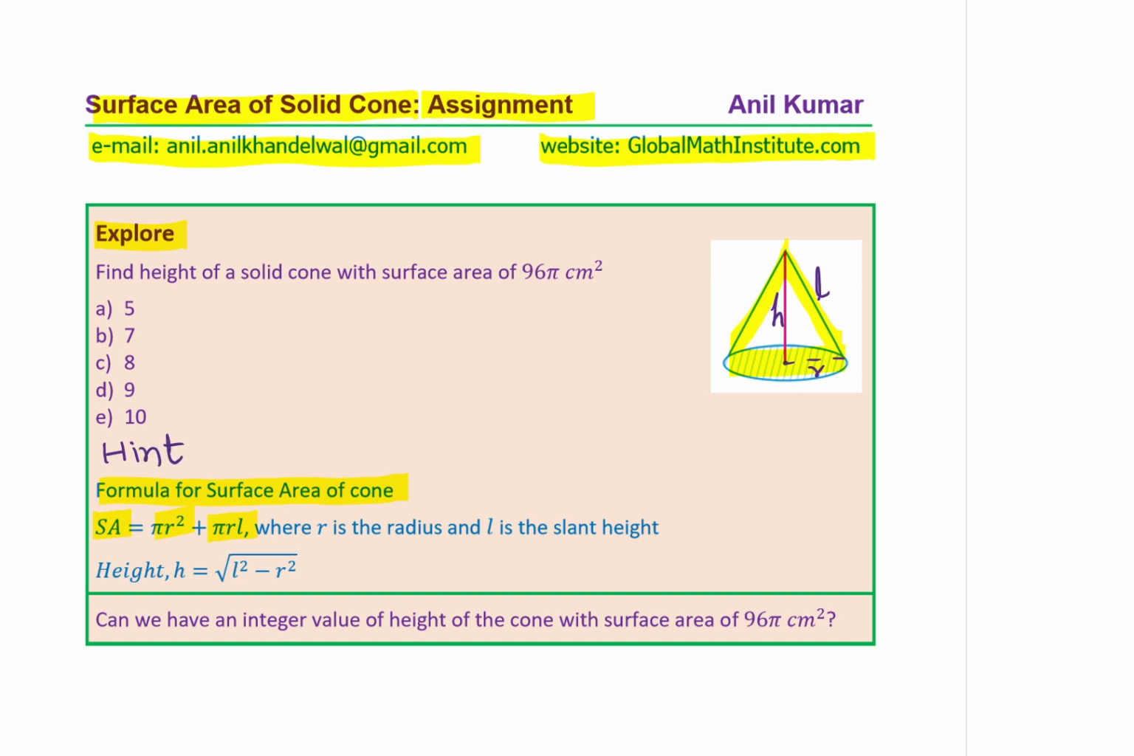The question which comes to our mind is also, can we have integer values of height of the cone with surface area of 96 pi? Well, we can. And one of these is our answer. So try to select the right answer, provide a justification. So that is the assignment.